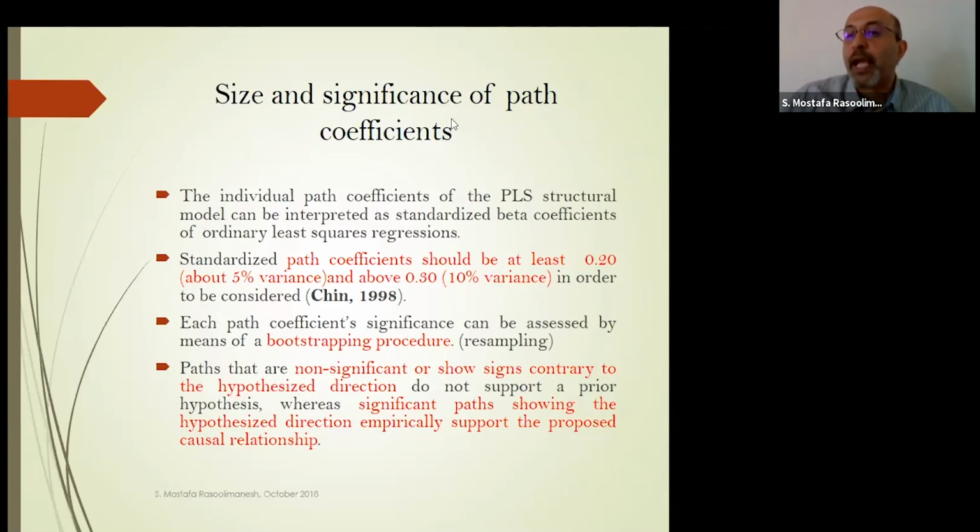This significance of path coefficient is also identical with hypothesis testing. So when we assess significance of path coefficient, it means we assess our hypothesis and see whether our hypothesis can be supported based on our data or cannot be supported, right?